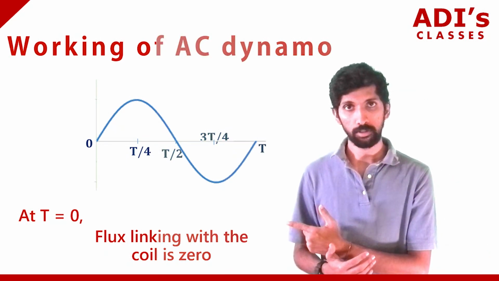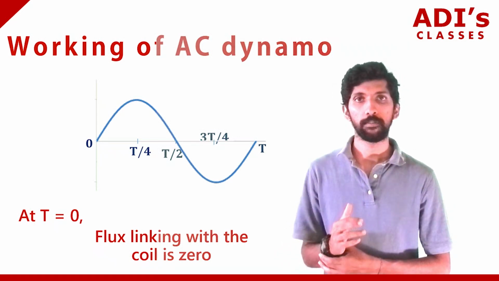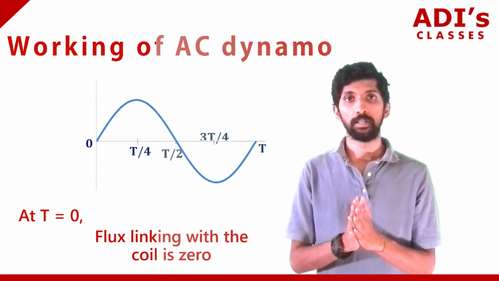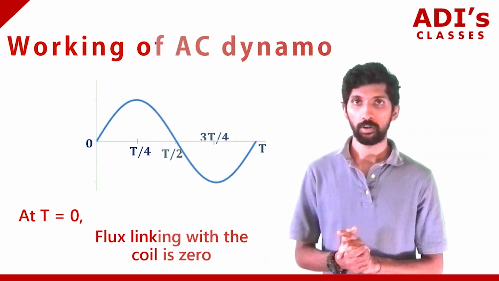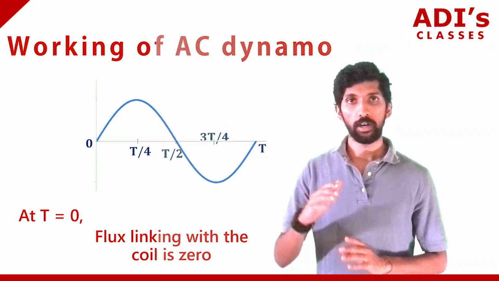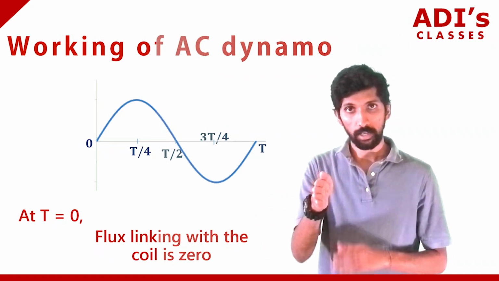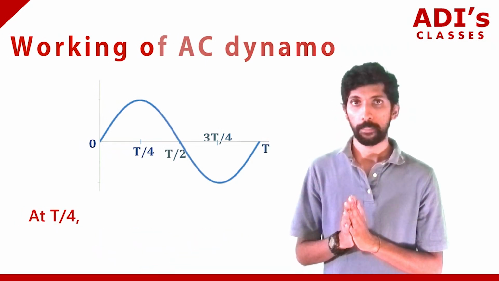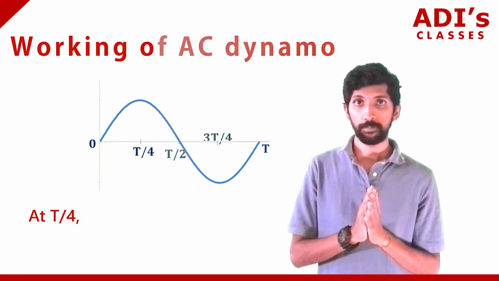Now as the coil rotates, at t equals T by 4, maximum flux will be linking with the coil, so the EMF induced will be maximum. Again, to know the direction, we use Fleming's right hand rule. Then at t equals T by 2, the coil has rotated, and AB is at the bottom, CD is at the top. Again the EMF is 0 because theta becomes 90.